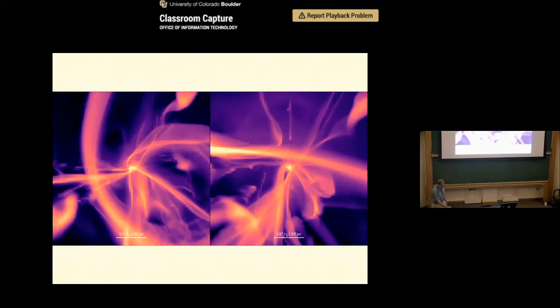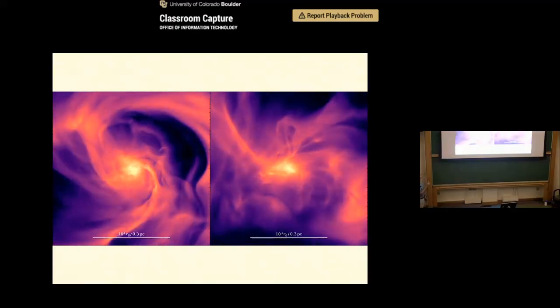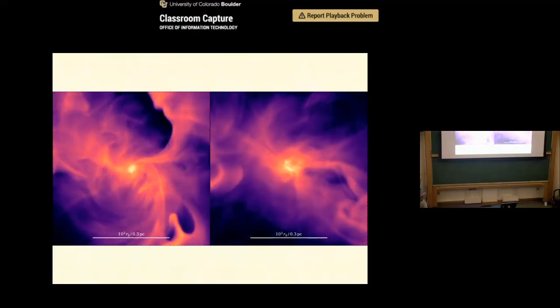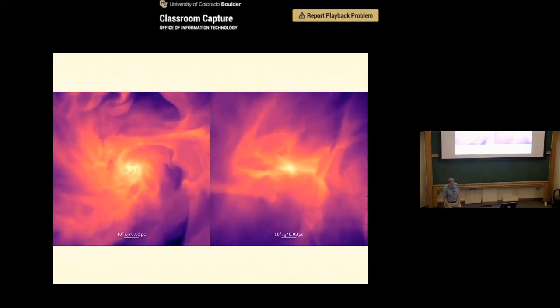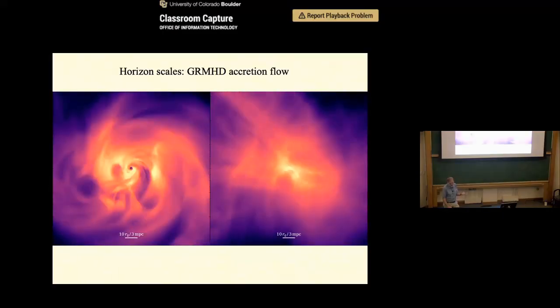Still smaller filaments falling in. So now we're down to 1,000 RG scales, a tenth of a parsec. We're not quite there yet, one more to go. We finally zoom in all the way to tens of RG scales.